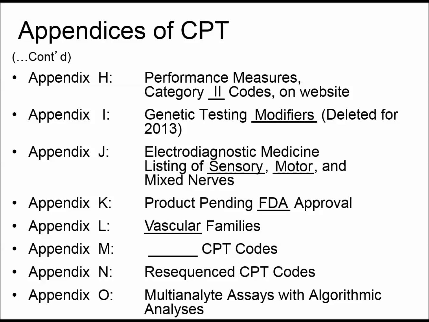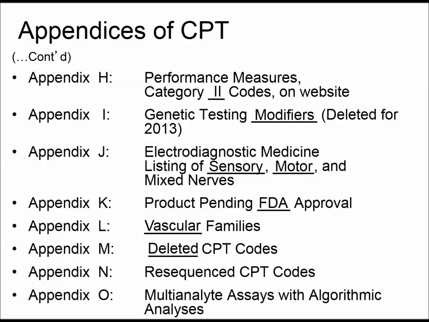Appendix L is for your vascular families. You may be coding cardiology. You will be coding cardiology this summer. This is for catheterization procedures where they have to go into an aorta, and that's generally what they go through. And then there's a first order, second order, third order branch. That's where these would help you with that coding.